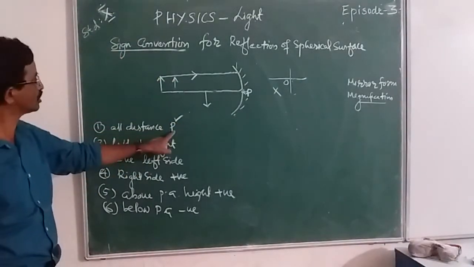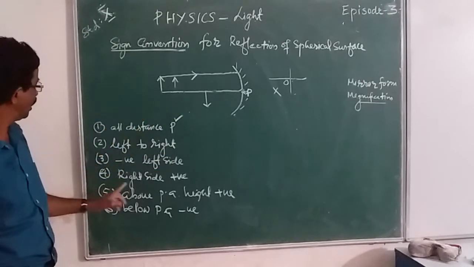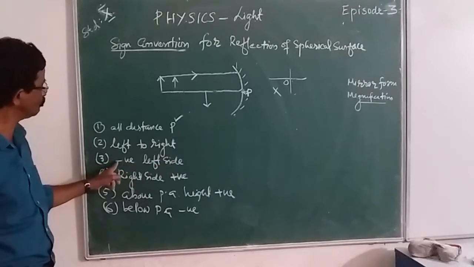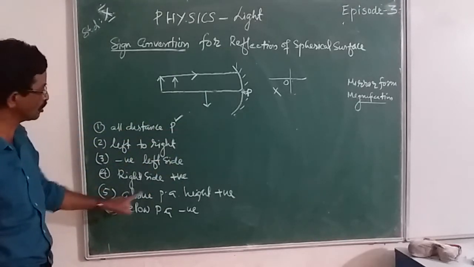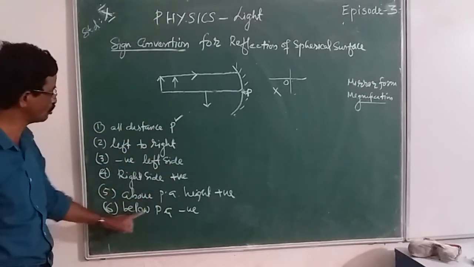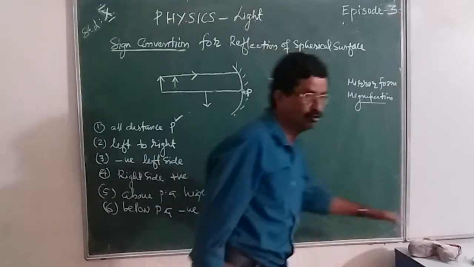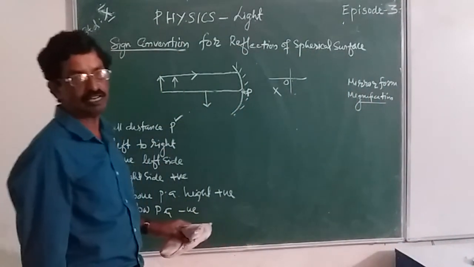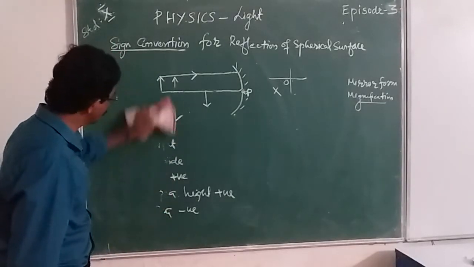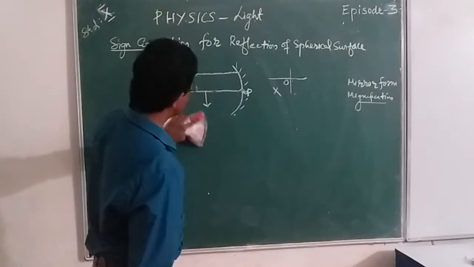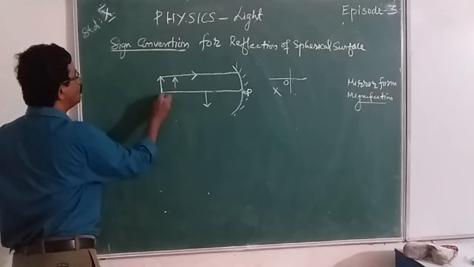That is, all distances are taken from the pole, light travels left to right or the object must be on the left side, left side is negative and right side is positive based on the pole. Above the principal axis is positive height, below the principal axis is negative. These are the things you want to remember when you consider the new Cartesian sign convention.